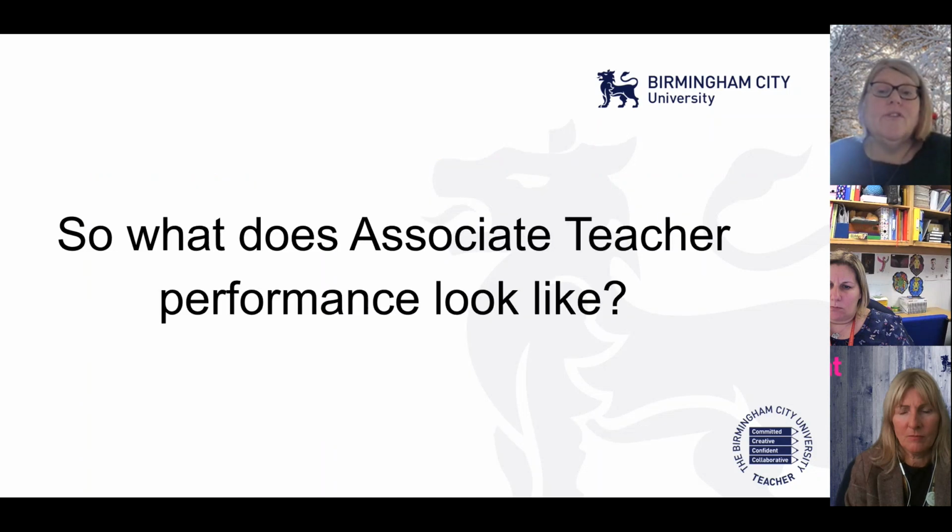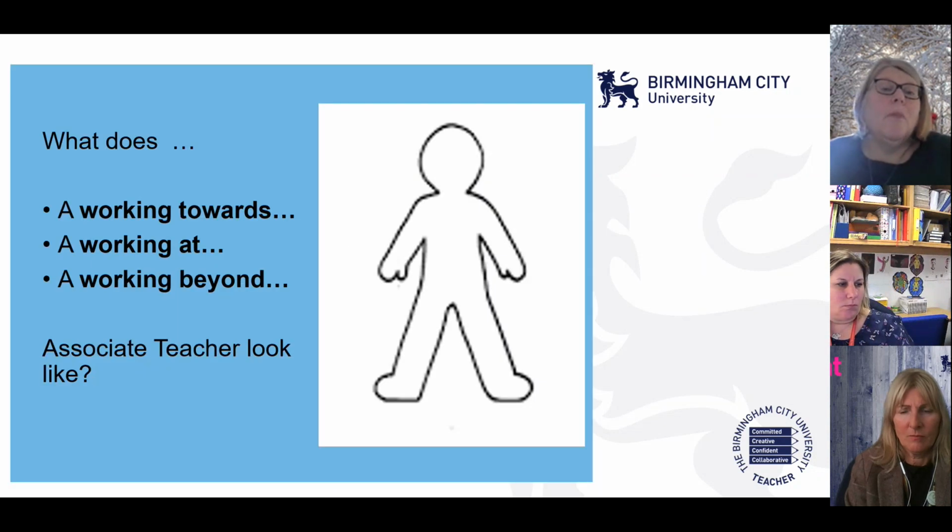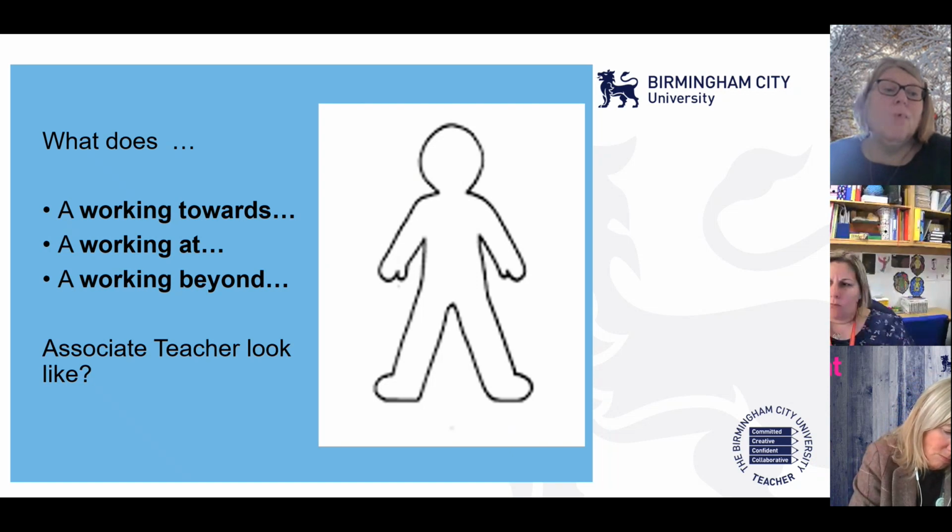So what does that associate teacher's performance look like? We've got on the tracker 3 columns, and it's progressive. So we go from working towards to working at and then working beyond. And this is for BAs a 3-year process, and for PG associate teachers, this is a developmental process over the year that they're with us.